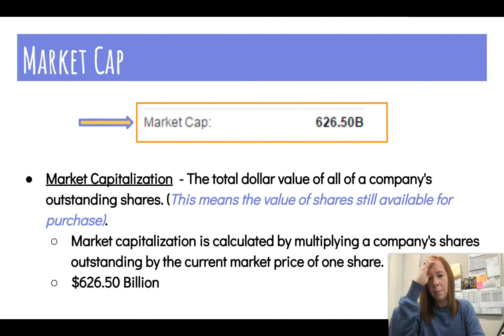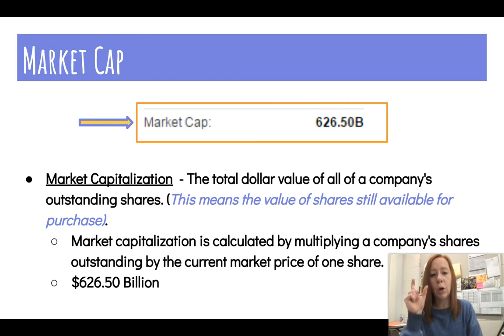All right, market cap. This stands for market capitalization, and this number is a little hard to compute. But basically, it's the total dollar value of all the company's outstanding shares. So outstanding shares just means all the shares still out there available for purchase. Not every share is owned. So not every share of Apple is owned by someone. Some are still out in circulation.